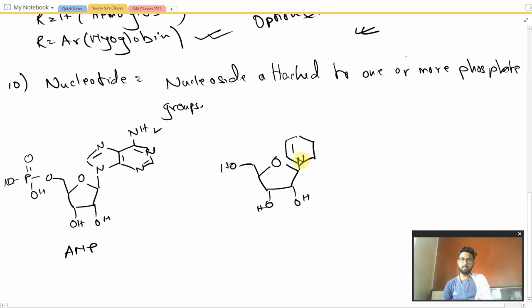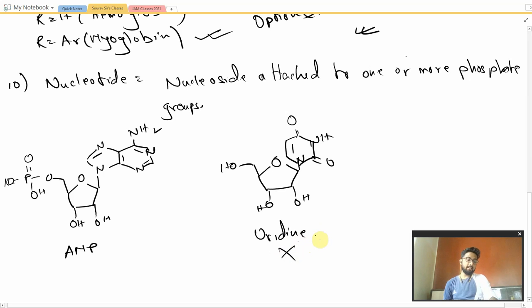Here N would be there, the attachment would be from N, and here also one NH is there, here one double bond is there, and here one double bond is there. So this is the uridine structure. This has no phosphate group attached, so this is not a nucleotide.